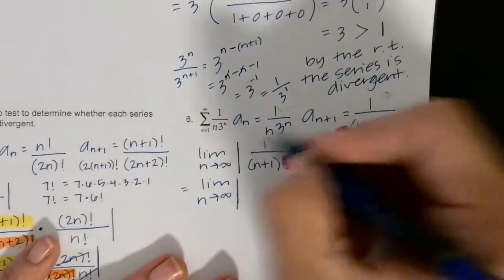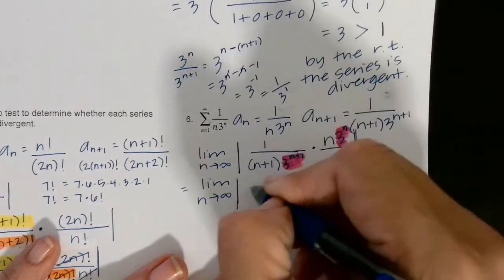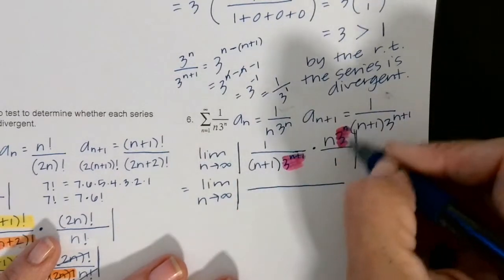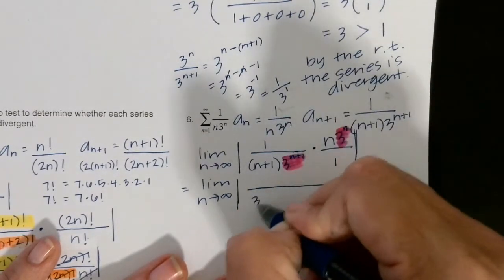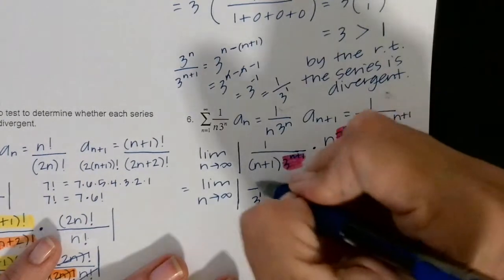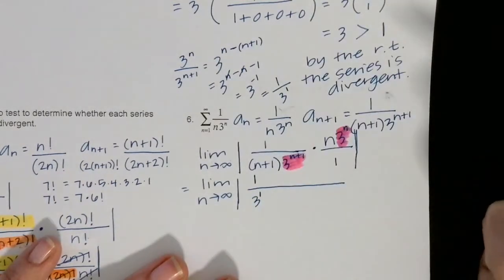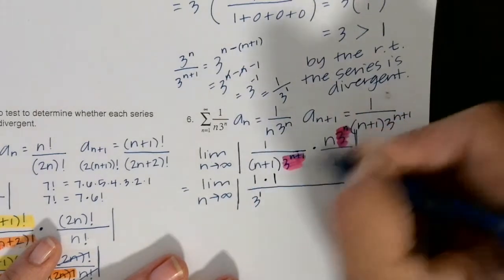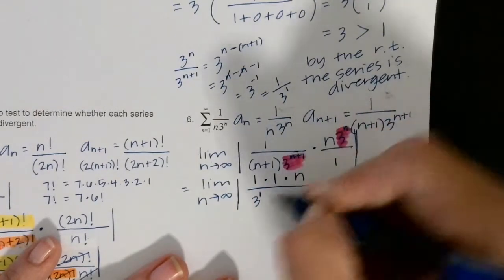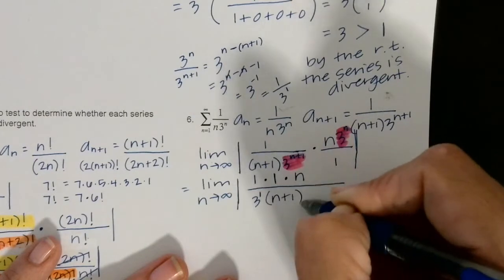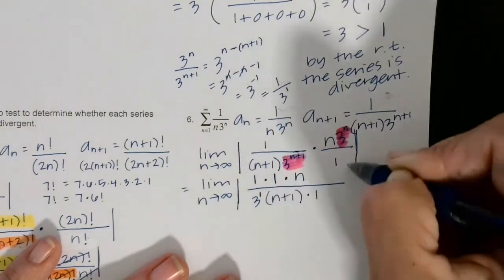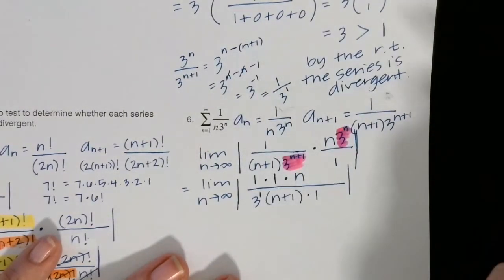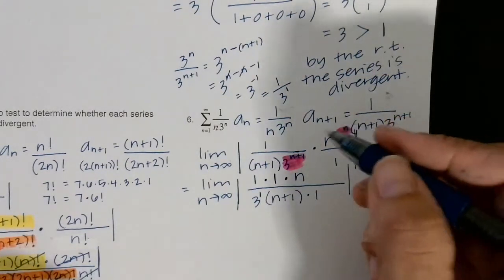I'm going to get that this is going to be that 3 to the n and 3 to the n plus 1 is going to give me a 3. You can do it as 1/3 like that if you'd like. And then I have this one, which is just being multiplied, and then I have this n, and then down here I have n plus 1, and here I have 1. So do you have to have all those ones? Nope, you don't, but we're just doing it to be consistent.